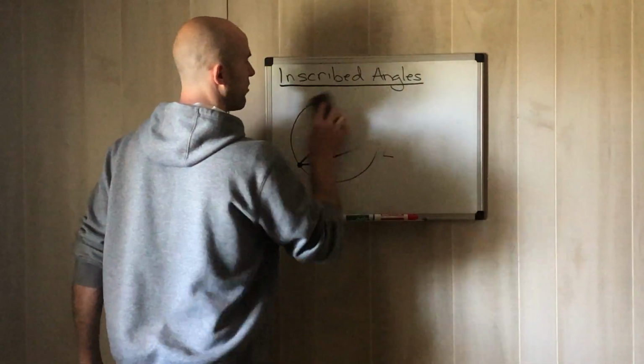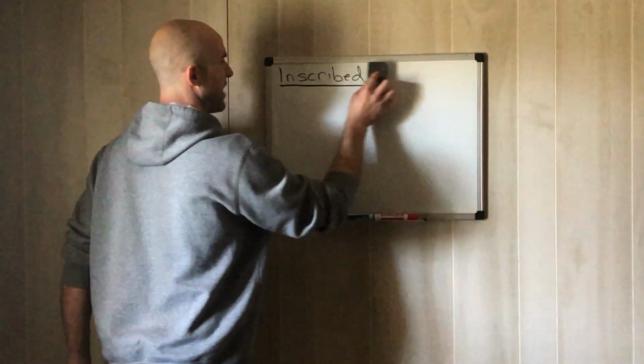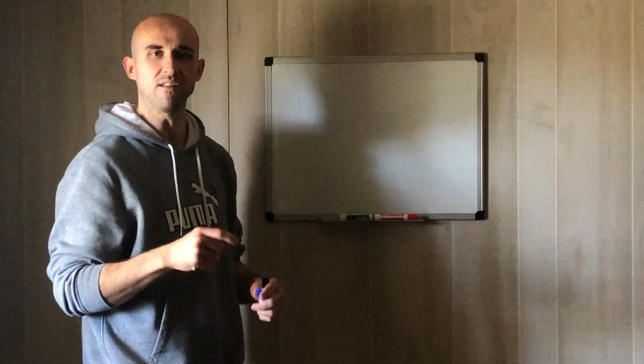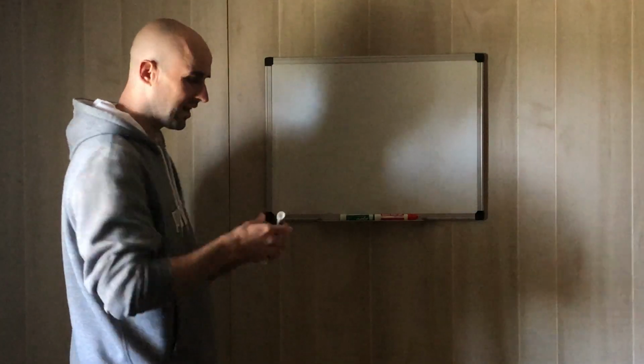And that's all we're going to work with inscribed angles today. It's just getting that idea behind inscribed angles. And again, an inscribed angle is just an angle where the vertex, the point of the angle, is on the circle itself. It's not inside, it's not outside, it's on the circle.